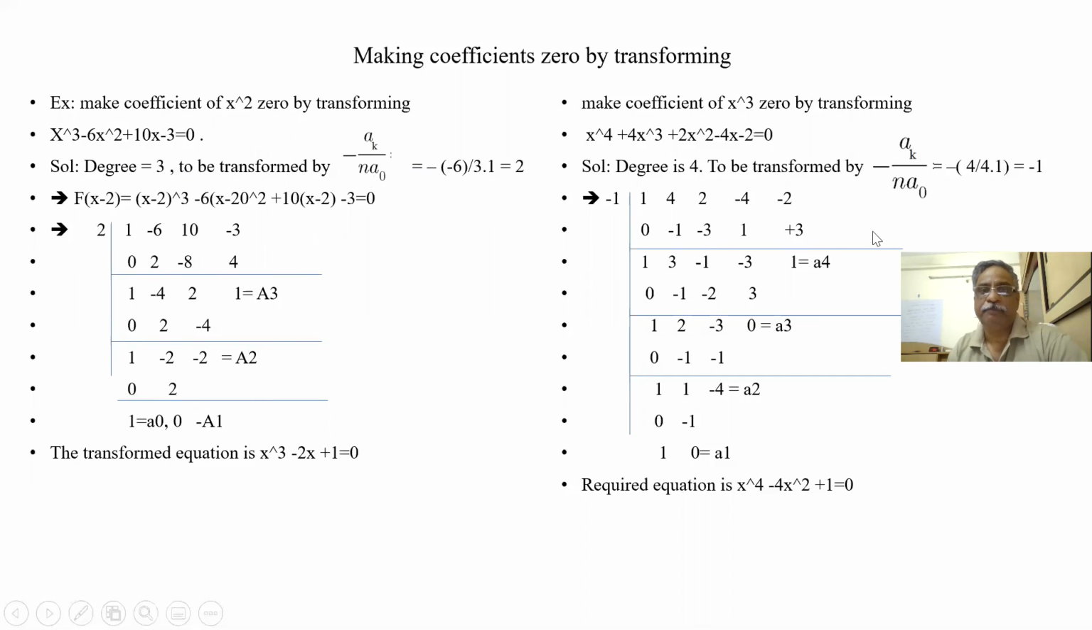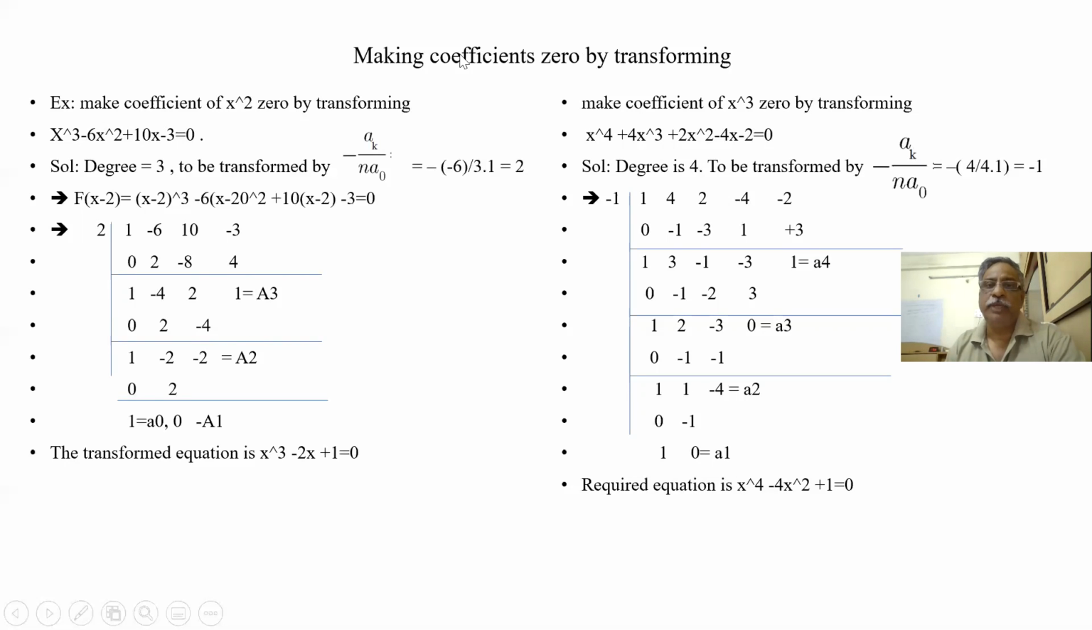Similarly here, make the coefficient of x cubed 0. Here I want to make the x cubed coefficient 0 by adding some h. So to find that, again minus ak by n a0. Ak is 4, n is 4, a0 is 1. 4 by 4, that is minus 1. So I am dividing by minus 1. So what am I getting? This is the a4 coefficient, a3, a2, a1. So this is the equation: x to the power of 4 minus 4x square plus 1 is equal to 0.